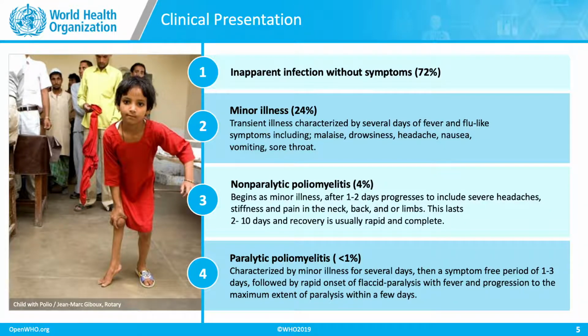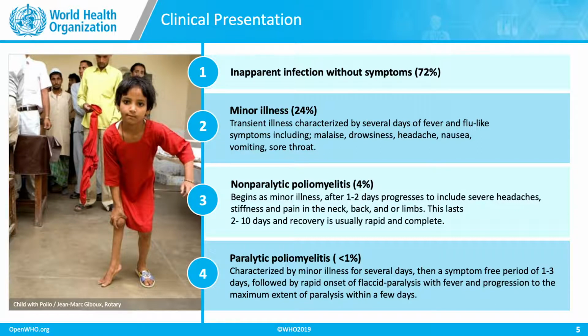Paralytic polio is characterized by minor illness, which lasts for several days. This is followed by a symptom-free period of 1 to 3 days, followed by rapid onset of flaccid paralysis, or weak, floppy limbs, with fever and progression to the maximum extent of paralysis. The paralytic phase then starts. It progresses rapidly to reach its full extent, usually within 48 hours of commencement.